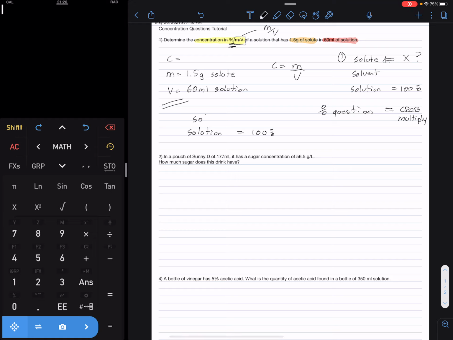Your solute is your unknown. You don't know how much that is in percentage, but you're given 1.5 grams of solute, and you're given 60 ml of solution. So in order to set up your cross multiplication here, replace the solute and solution with numbers.